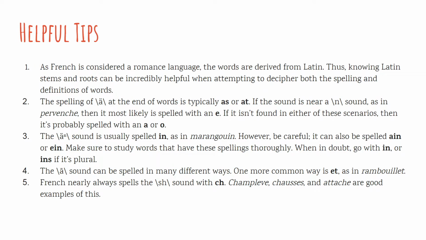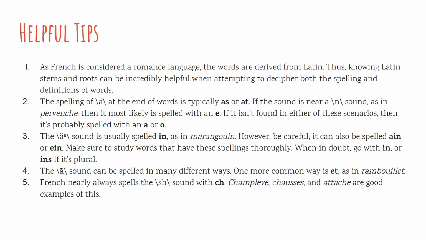Now we're going to be getting into more specific rules. The spelling of a at the end of words is usually spelled as or at. If that sound is near an n sound, as in pervenche, then it's most likely going to be spelled with an e. If it's not found in either of those scenarios, then it's going to be spelled with an a or o.